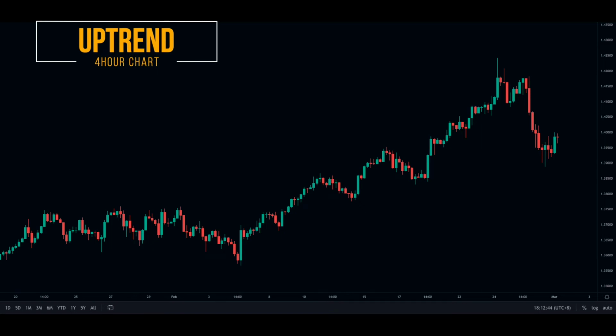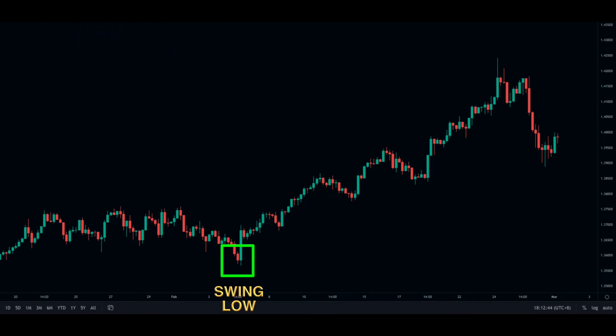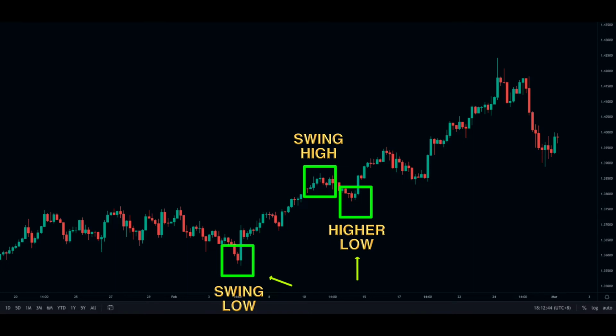Let's look at an example on the 4-hour chart. This is our initial swing low. We have an impulse move to the upside, which forms the swing high. We then see a pullback and price hits this area before reversing. This is our higher low because this swing low is higher than the previous swing low down here. We have another impulse move to the upside, breaking the previous swing high and forming a new swing high. This is a higher high because it's higher than the previous swing high. This is the start of a basic uptrend.